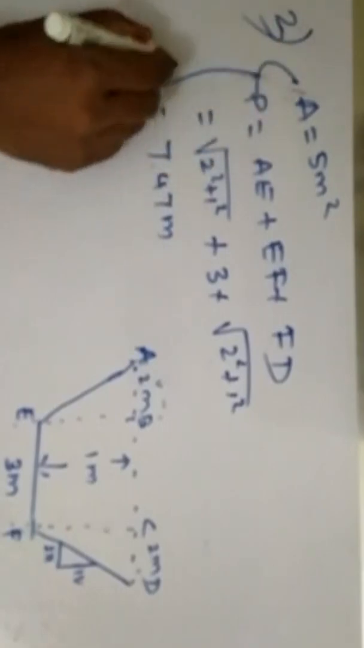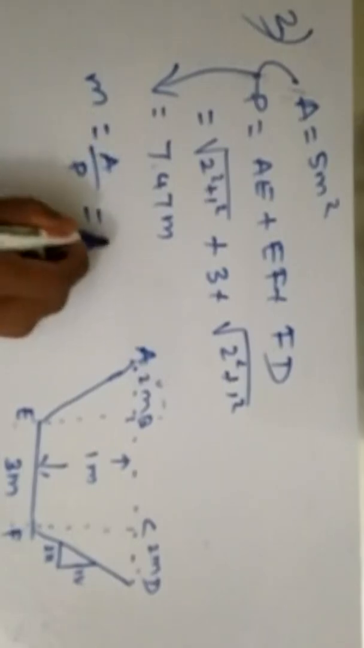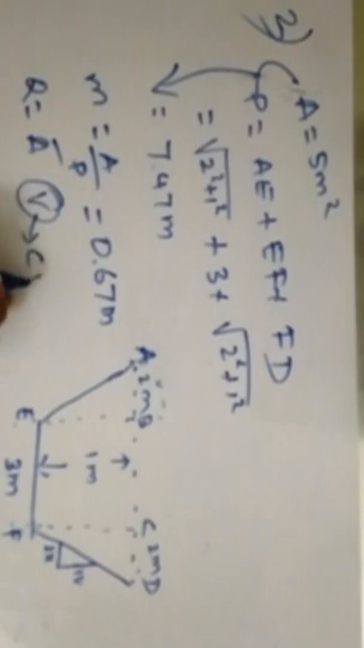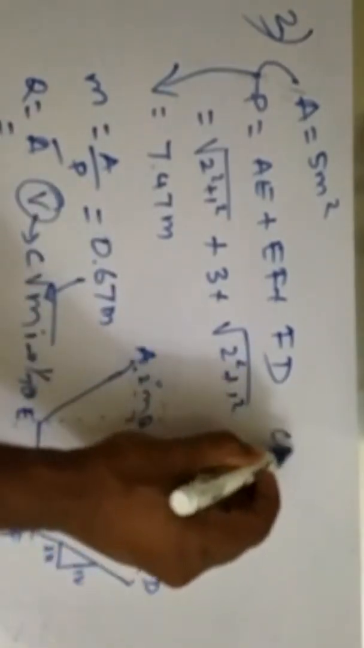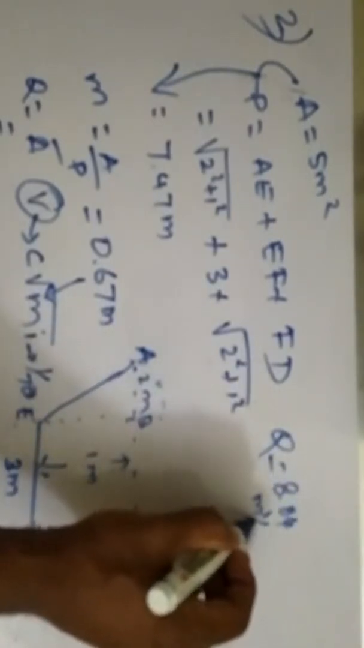If I know the area and perimeter, then I calculate M, the hydraulic radius, which is area divided by perimeter, equal to 0.67 meter. If I know this, then I can simply calculate the discharge. Discharge is area times velocity. Area I know. For velocity, they gave Chezy's formula, C times root of M i. I know M, and I value is given as 1 in 700. If I substitute, then I will get the discharge value as 8.04 meter cube per second.